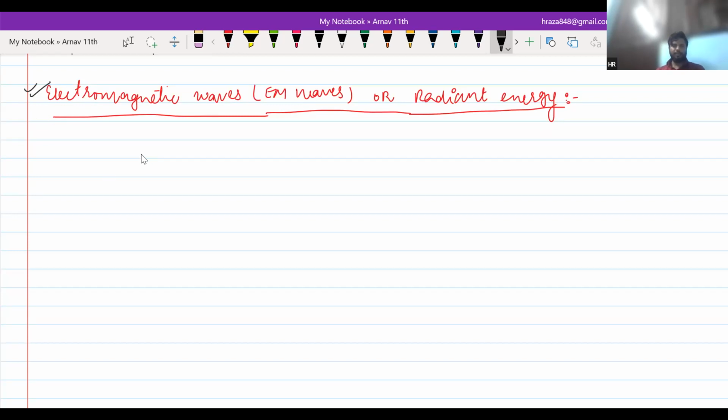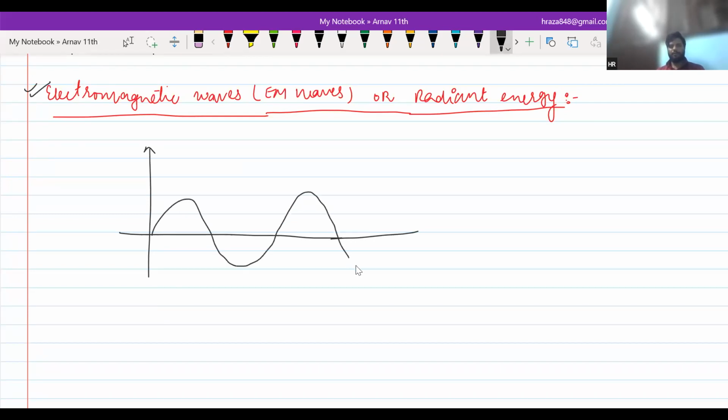The wave nature, that means there will be a wave like structure. This is a wave like this. Now this point is called crest. This point is also called crest, the above one, and the down one is trough. And then this is also trough.